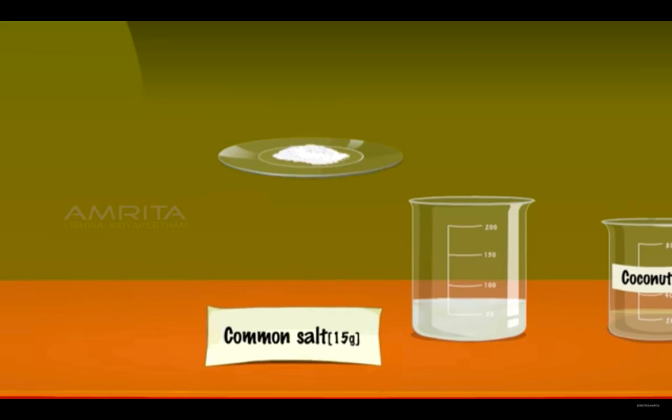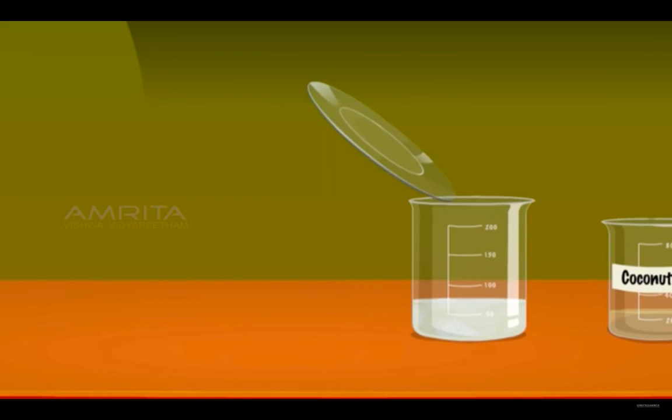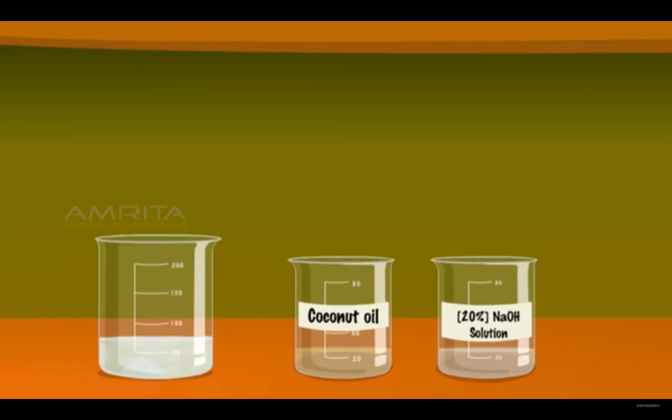Add 15 grams of common salt into the suspension. Stir it well with a glass rod. Now watch what happens to the solution. It is observed that the soap is precipitated out as a solid.